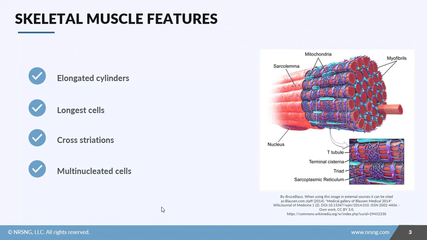When we look at the features of skeletal muscle, there are a couple of really important points about it. So number one, they are elongated cylinders. And when we're talking about skeletal muscles, they are the longest cells, and they have these cross striations, and they're also multinucleated. They can have up to 1,000 nuclei per cell. And these things differentiate them from other types of muscle.